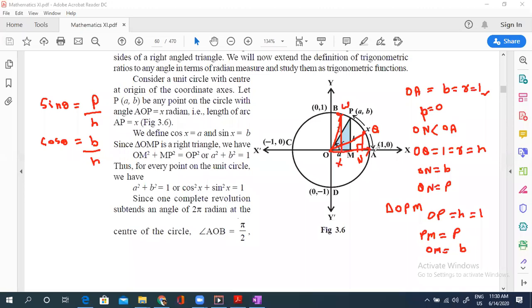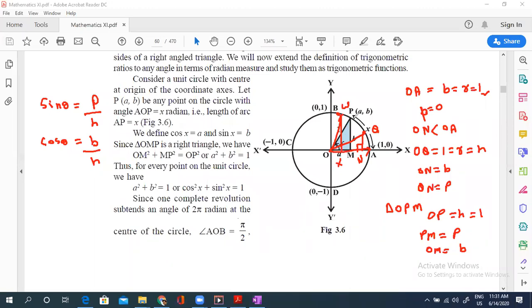When you talk about point A, the length of the perpendicular is 0, because it is just a line. So the length of the perpendicular is 0, so sine theta is 0. Now, as the angle increases, the length of this perpendicular is also increasing. So I can say that the value of sine theta increases when the angle moves from 0 degree to 90 degree. Yes or no? Tell me.